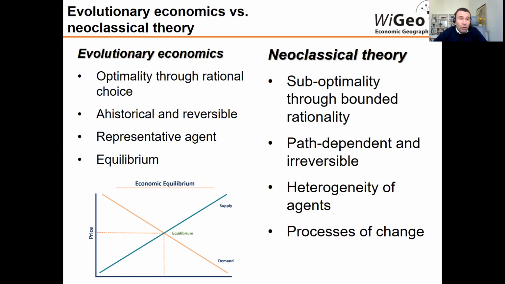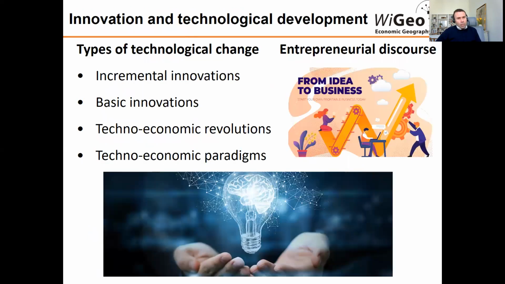There is a number of processes of change that impact this equilibrium. There is a number of factors. There is this path dependence that is fundamental to the organization of the current economic landscape. So this is the background of evolutionary economic geography, and then we go through time.